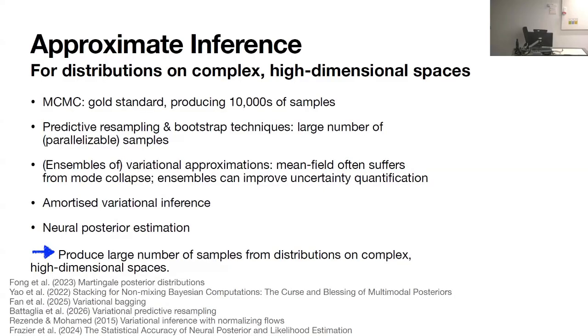Okay, and we can use amortized variational inference. More recently, also neural posterior estimation. And so all of these techniques, except for maybe this one, maybe you have a closed form for the posterior, but it's this big ensemble. But most of these other ones just give you samples from the distribution. So in all these cases, we have this large number of samples over this high dimensional non-standard space.